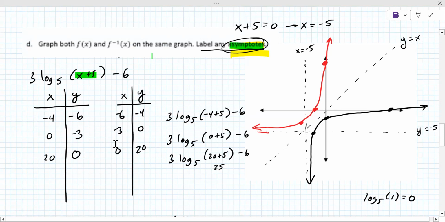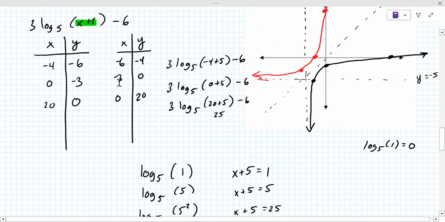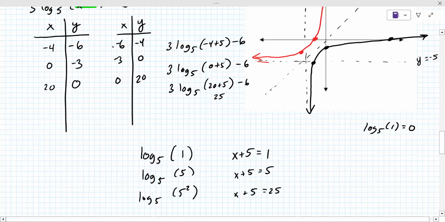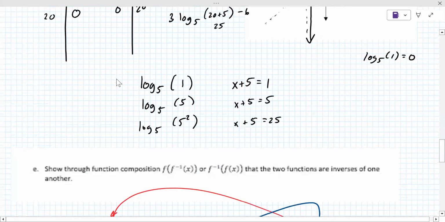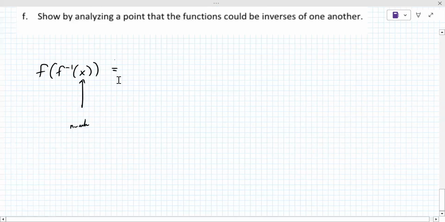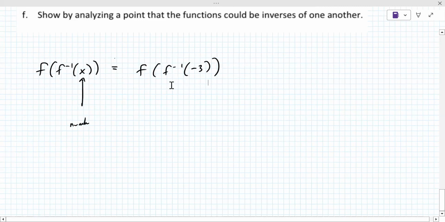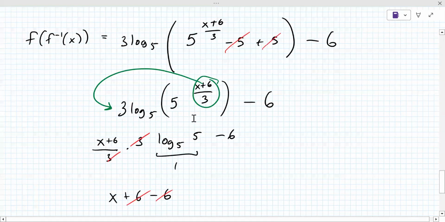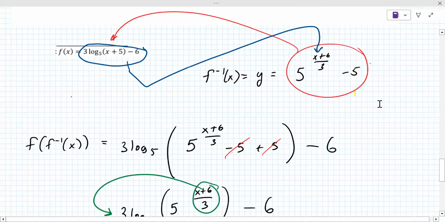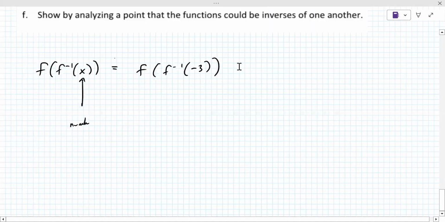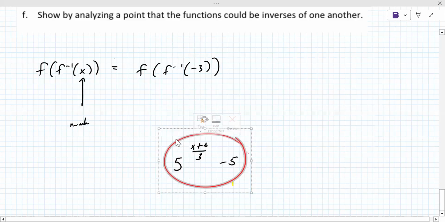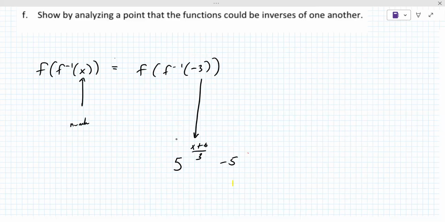Minus 6, minus 3, 0, 3. Minus 3. Sorry, that's a minus. Maybe it's not clear. It's a minus. Okay, minus 3. So we're going to do f of f inverse of minus 3. So you again have to go to your inverse function, which is this mess here. Grab that. All right, so you're putting minus 3 in for x.